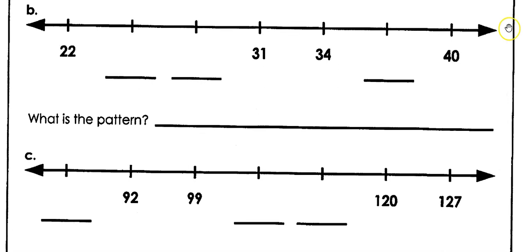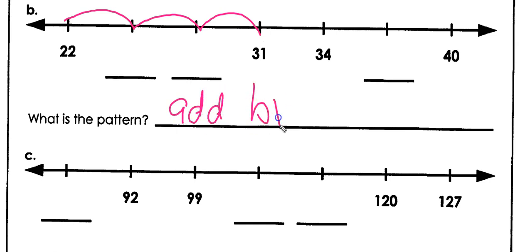And then you'll do the same thing for letter B. What's the pattern? How do I get from 31 to 34? What did I do? Okay. Then in this case, it looks like we're going from 22 to the next number, to the next number, to the next number. It looks like I'm going up, right? Okay. The numbers are getting bigger from left to right. So that means I'm adding. So what did I add by? Add by what? Okay. That would go here and then go ahead and fill the pattern as well.